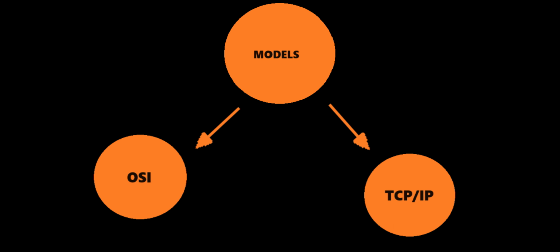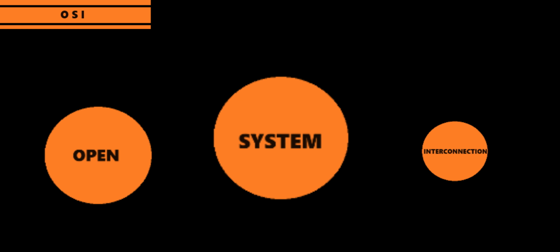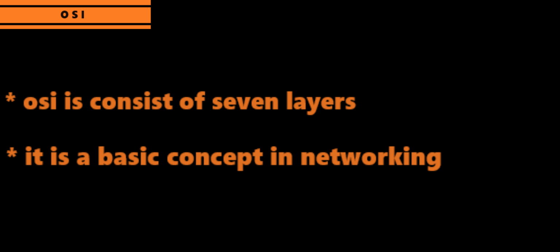The two most popular types of models are the OSI model and the TCP/IP model. In this video, we will discuss the OSI model. OSI stands for Open System Interconnection. It consists of 7 layers. Each layer represents a specific set of functionalities, allowing for a modular and hierarchical approach to network design. This model serves as a foundation for understanding and implementing communication protocols, making it a fundamental concept in networking and system architecture. In this video, we will explore each layer of the OSI model and delve into its significance in the world of computer networking.